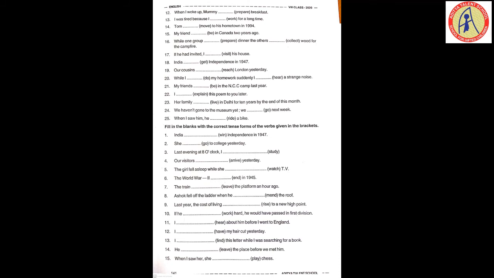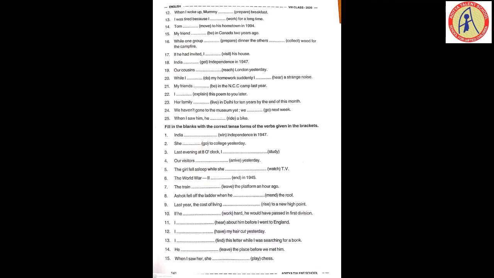B form, were, plural form. Subject is plural, followed with the were in the plural. I dash explain this poem to you later. Means we are postponing the work. It talks about future. Will explain.